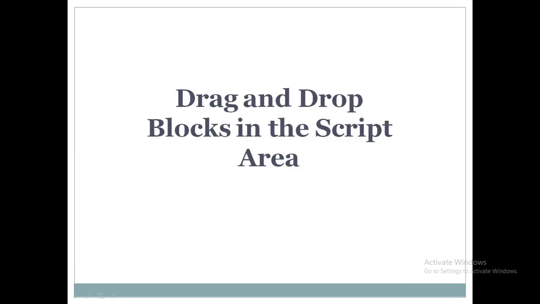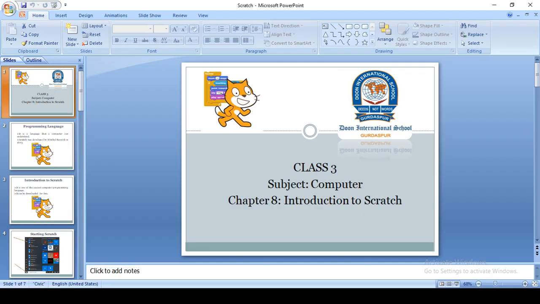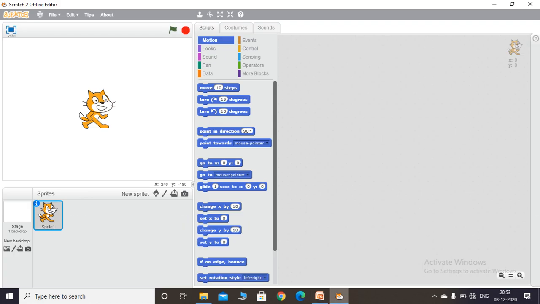Next, we will discuss drag and drop blocks in the script area. For that, we will look practically at the Scratch 2 offline editor. On your screen, you can see the Scratch 2 offline editor. Before you start any project in Scratch, it is important to know how to drag and drop blocks in the script area. This is your script area. On your right hand side, you can see various blocks present. You can simply click and drag to drop the puzzle into the script area.